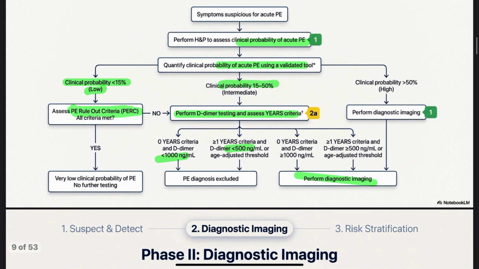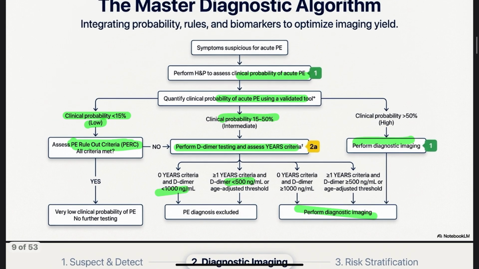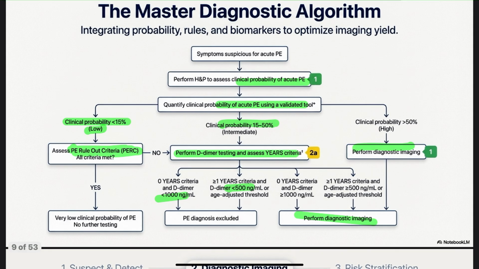Clinical probability is very high. Don't wait for years, D-dimer, everything. Directly go for the imaging, which was there in the previous guidelines also. So I just want to mention what the changes are compared to before.